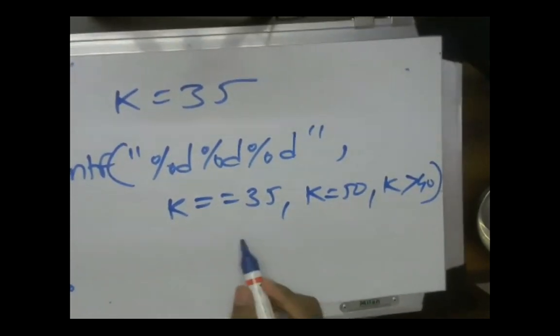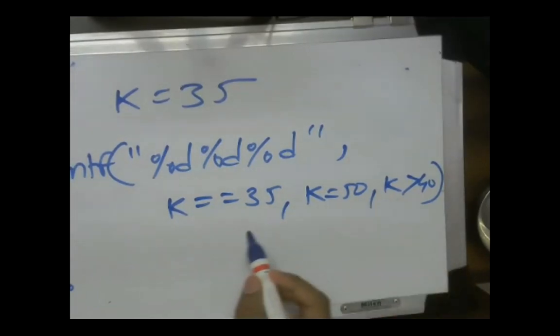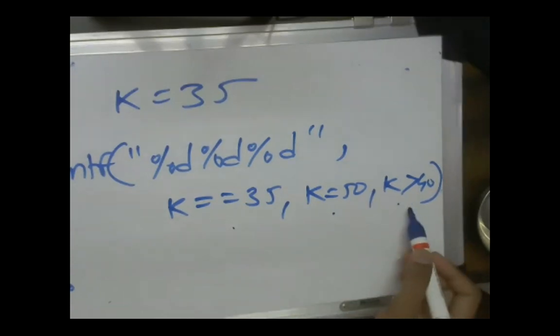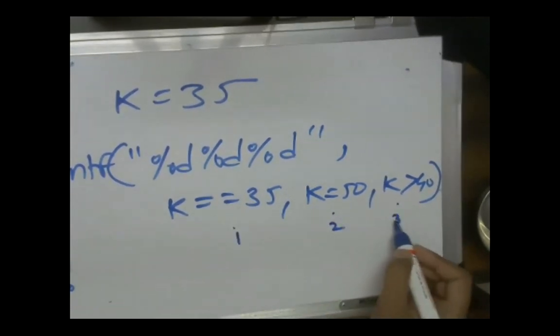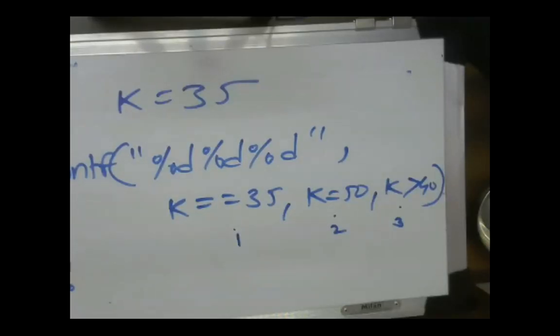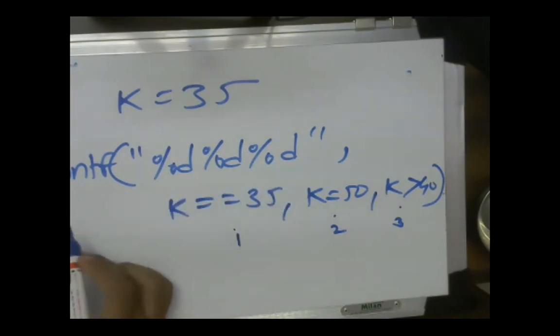Okay, so now look at here: K equal to 35, K equal to 50, and K greater than 40. Now these are the 3 expressions. Which expression gets solved first? Expression number 1, number 2, number 3. Which gets solved first? 3 or first? 1, I guess, because these are known as the arguments, the arguments to the printf statement.